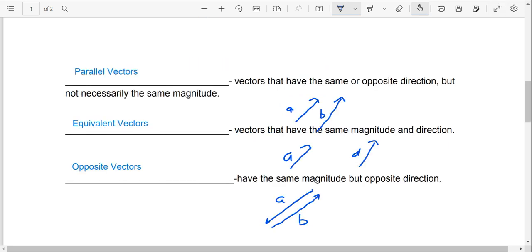3 definitions about vectors you should know. Parallel vectors have the same or opposite direction, but not necessarily the same magnitude. So here, these two are parallel, but obviously B is a little bigger. Equivalent vectors are vectors that have the same magnitude and direction. I tried to make them the same size the best I could, but A and D here are meant to be the same size. Opposite vectors have the same magnitude but opposite direction. So arrows going this way, arrows going that way, same magnitude, just opposite direction.